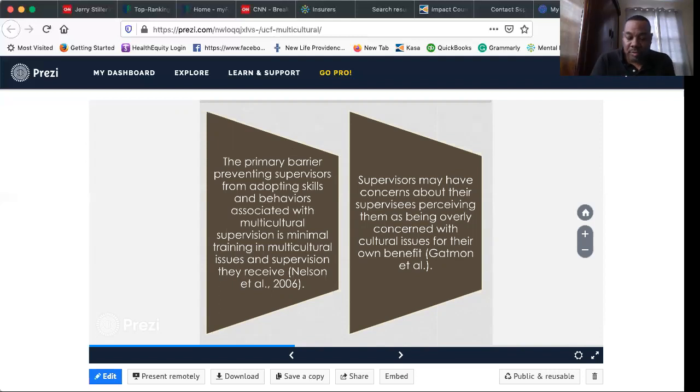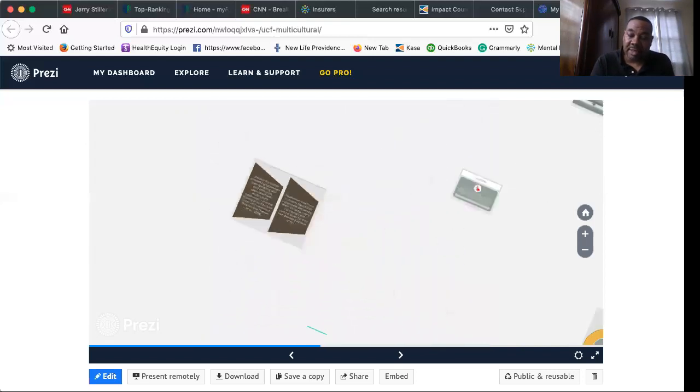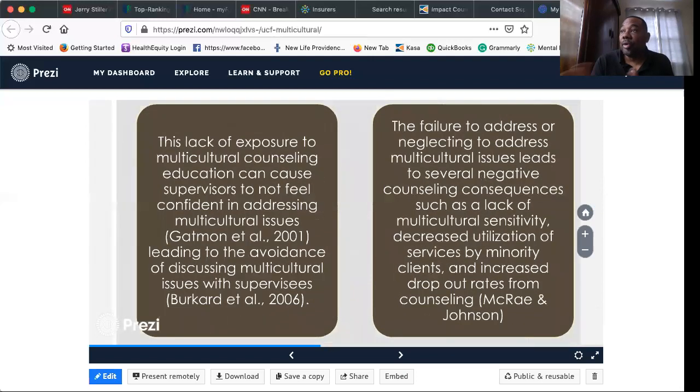Even though you may not be teaching this class, that's not the point. The point is this multicultural competency should be throughout all classes. And certainly, like I said, I'm a big believer in these skill classes that really should be talking about it, right? So lack of exposure to multicultural counseling education can cause supervisors to not feel confident in addressing multicultural issues. That's all right, guys. We just talked about it. That means you need to get yourself moving. You need to get yourself working in those areas because we only have so many classes we can do.